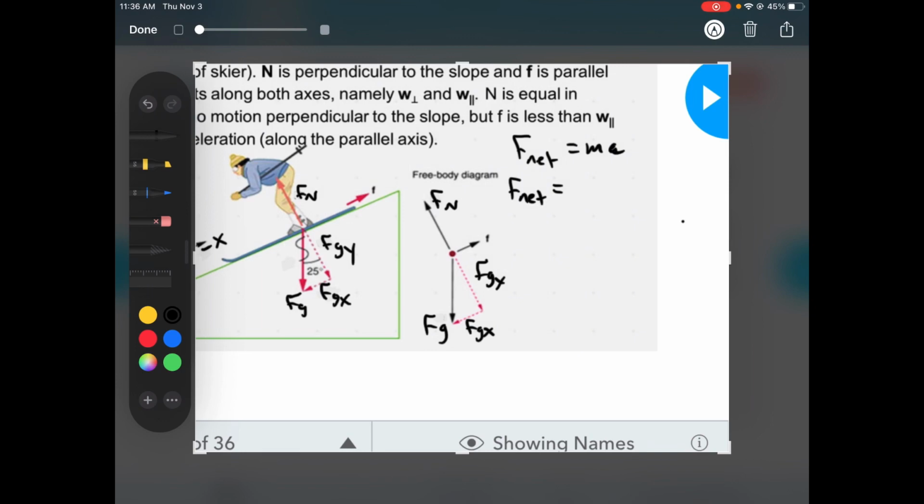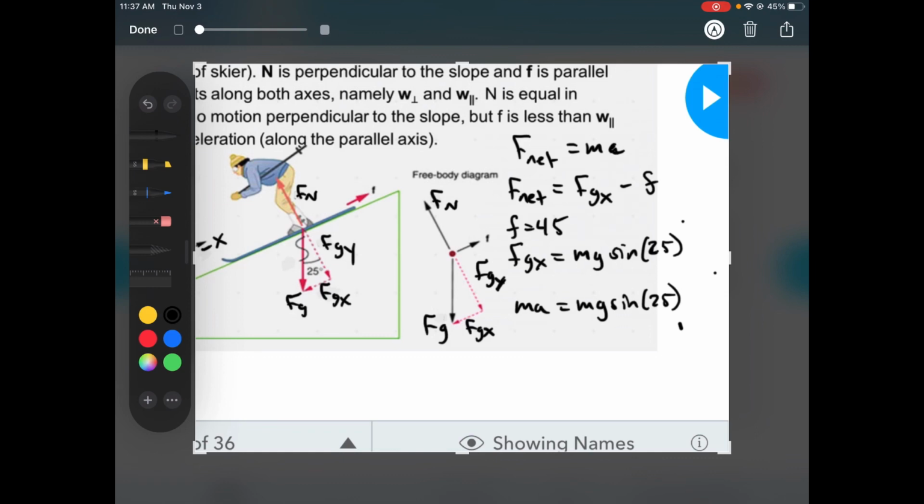But it's also going to be equal to the Fgx, which is what's going down the slope, minus our frictional force. And our frictional force, we know, is 45. Everything else is the same. Fgx is still mg sine of 25. M and a, they're still there, so we can plug everything in. ma is equal to mg sine of 25 minus our frictional force.